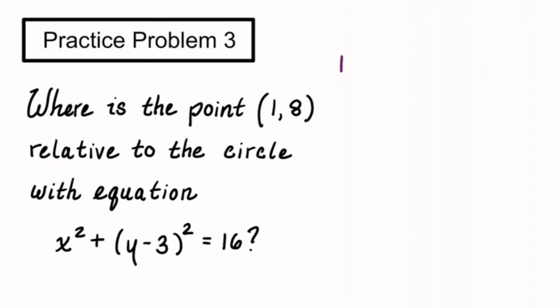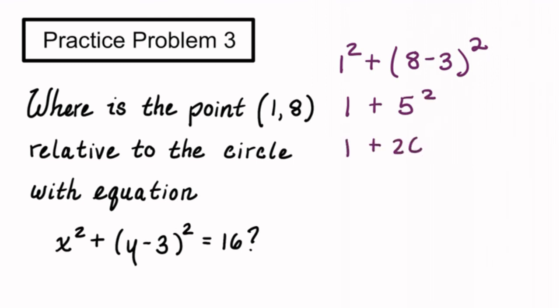So we're going to have 1 squared, that's our x, plus 8 minus 3 squared. And we're going to see what that is in relation to 16. Our radius would be 4, so 16 is our r squared. So this is going to be 1 plus 5 squared. It's going to be 1 plus 25.